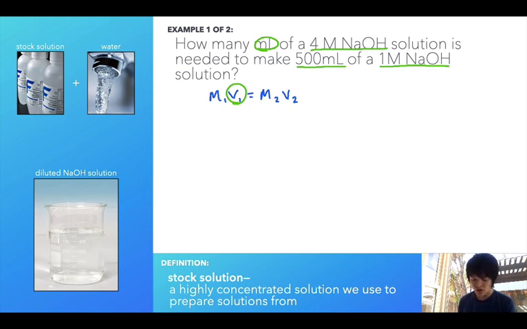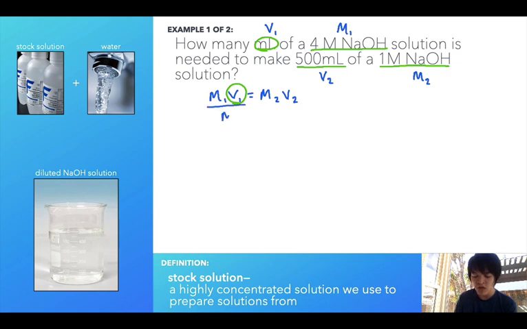And how about we start labeling the rest of the things that we are given. So if we're trying to solve for V1, then that means this 4 molar right here is M1. It's the more concentrated solution. That means the 1 molar is M2, and we want to make 500 milliliters of it. So that means that's our second volume. Okay, and we're essentially just going to be plugging these numbers in. Before we plug it in, I always like to isolate what we're trying to solve for first. So in this equation that we already have, to isolate V1, we have to get rid of M1.